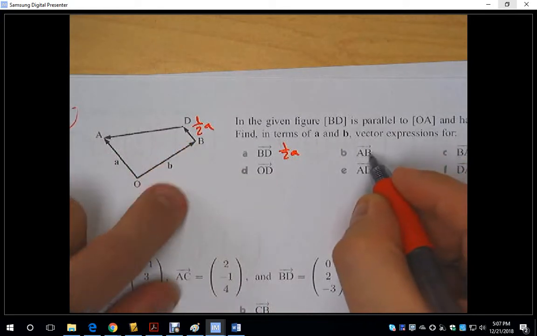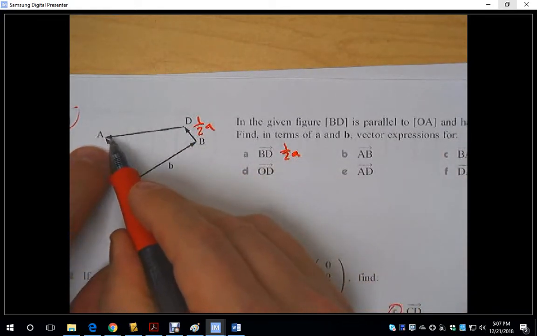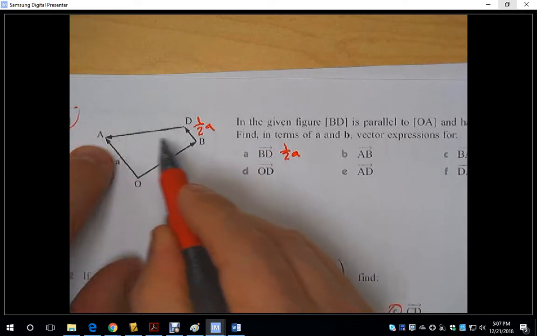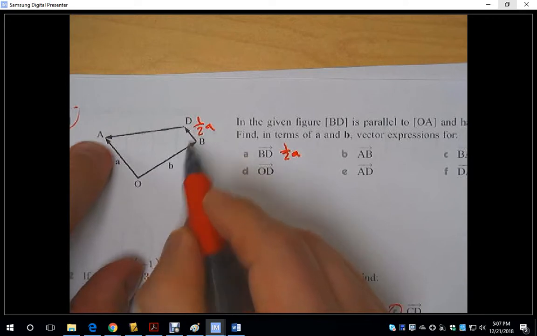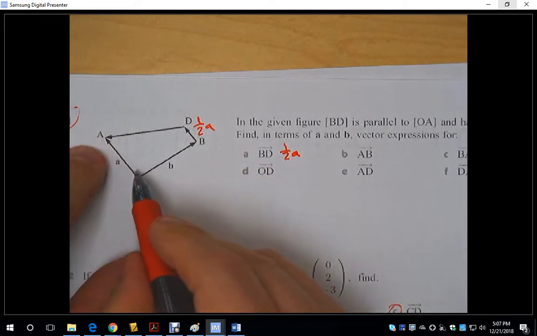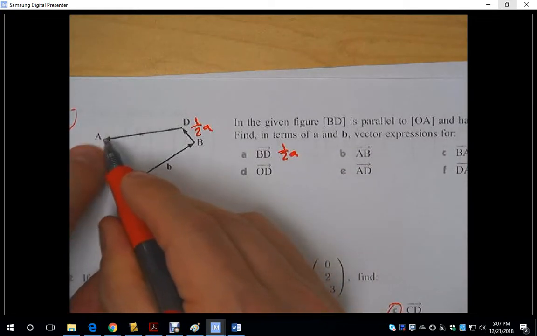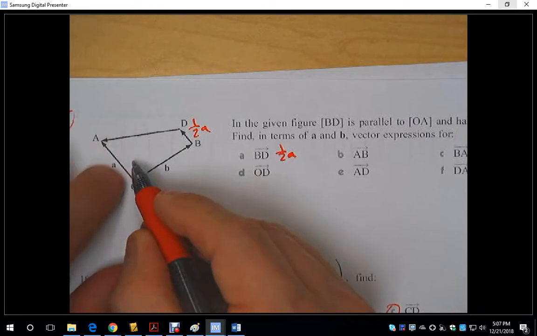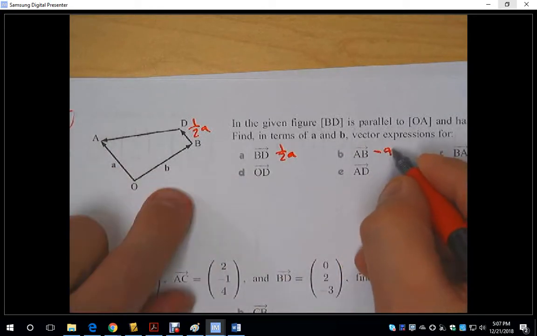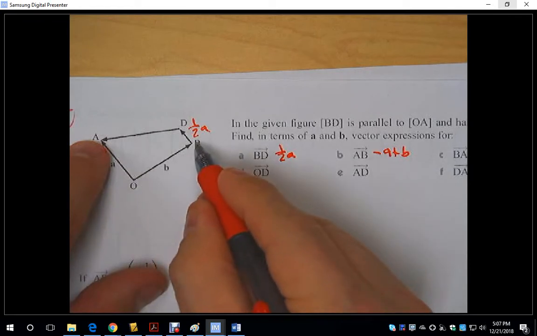I want to find vector A to B. Well, that would mean that this vector has to be reversed. Or, well, we could actually use these. We're trying to write in terms of A and B. So if I'm starting at A and I need to get to B, A needs to be reversed, so negative A, and then plus B. B is going in the right direction. That would push me to B.